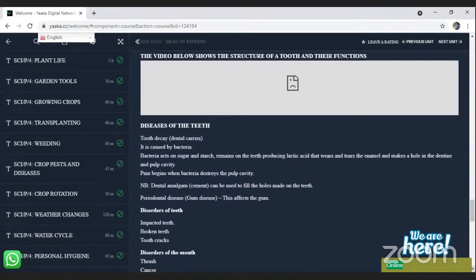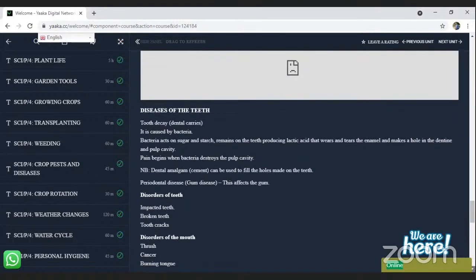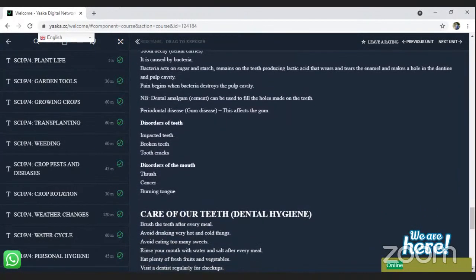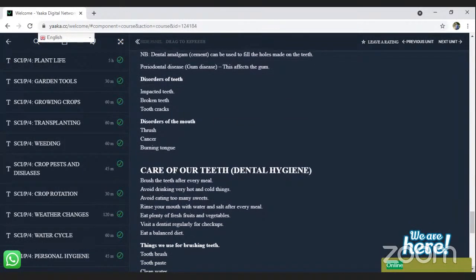Then we also have the disorders of the teeth. These are broken teeth, then tooth cracks. Disorders of the mouth, we have thrush, burning tongue, and then cancer. Those are the disorders. So we also need to understand the ways of caring for our teeth. One of the common ways of caring for teeth that everybody practices every day, after every meal, they do this one.